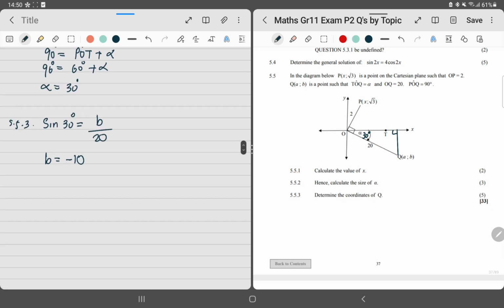And then we can calculate A. A squared plus B squared should be equal to OQ squared. And then A squared plus our B, which is minus 10, squared, equals OQ, which is 20, squared. So the value of A is equal to the square root of 20 squared minus 10 squared. So I'm getting 10 root 3, and it's positive.